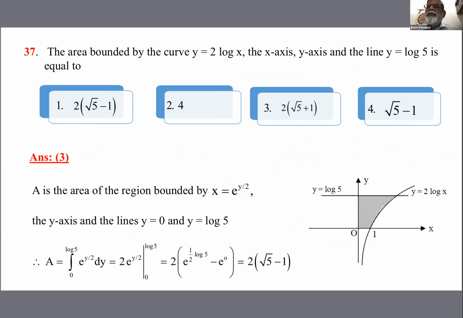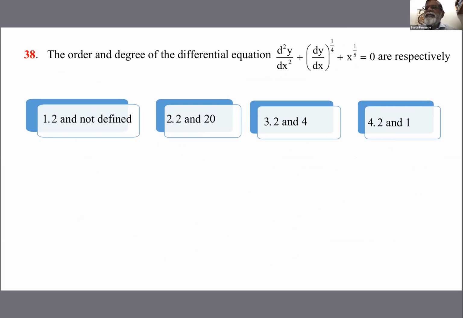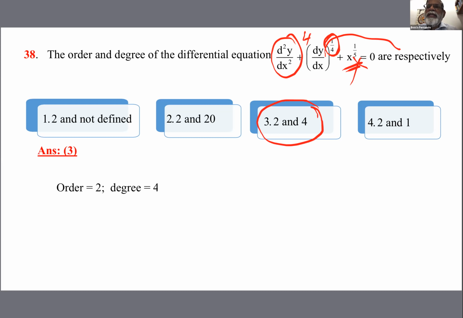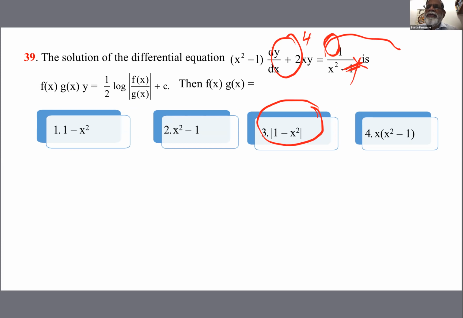You can go through that solution afterwards. This is child's play. The order is second order derivative, no higher order is there. A fractional power is there, but you don't worry. Differential coefficients should not have fractional powers. So to avoid this, you bring it to the other side and raise it to the power 4. It will become all to the power 4. So the order is 2 and the degree is 4. This is a very simple question. Like that, you will get some simple questions also.